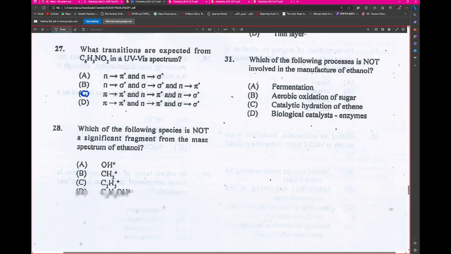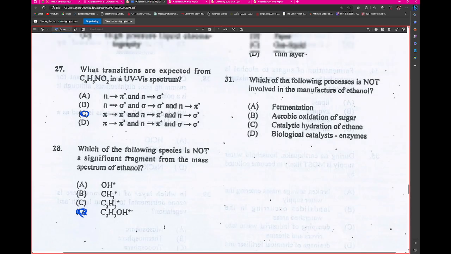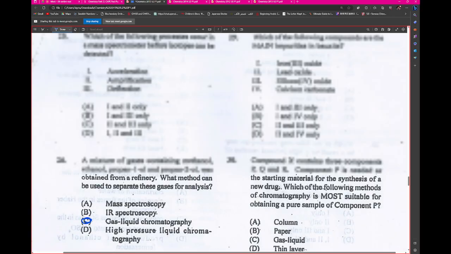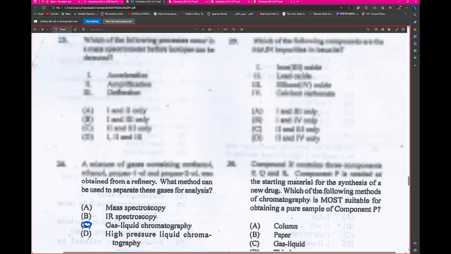Just moving on. Which of the following species is not a significant fragment from the mass spectrum of ethanol? T. Right? I think because they repeat, we can just go through them. If you have a question, you can ask the question, or you can say, wait, hold on, go back, or something like that. I don't know. So give this a second.